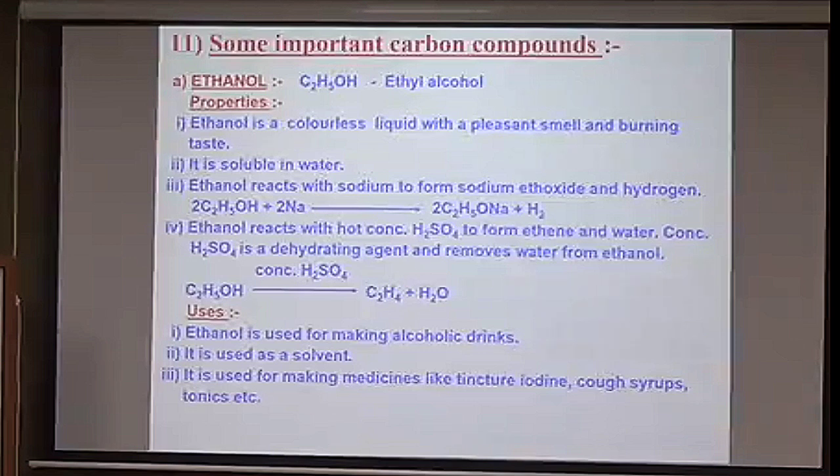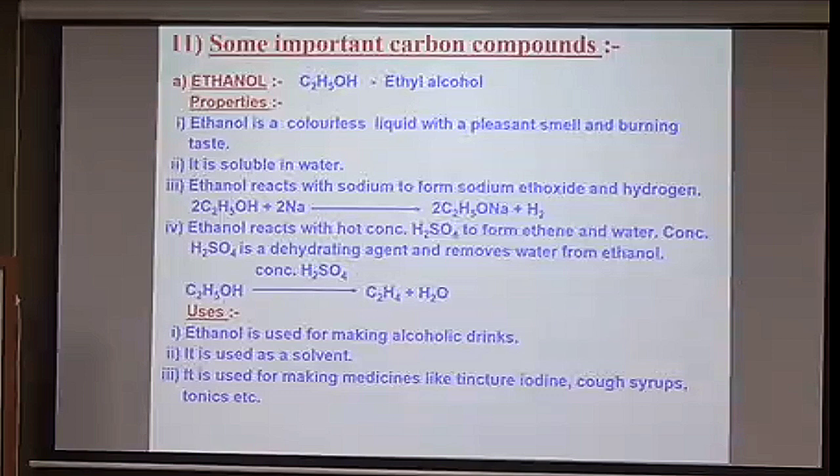Based on its properties, it is used in all types of alcoholic drinks. It is used as a solvent. It is an excellent solvent, and in industries it is supplied as a solvent, but the laborers there misuse it. So that is why it is made poisonous by adding methyl alcohol to it, which is poisonous, and this we call methylated spirit, which should not be consumed. Then it is also used in medicines. All cough syrups contain alcohol.